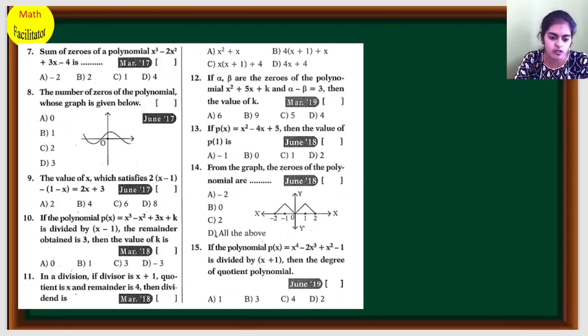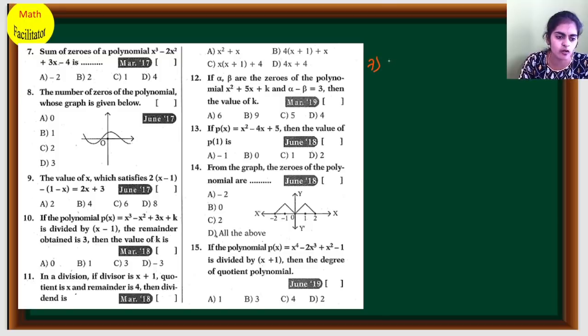The sum of zeros of the polynomial x cube minus 2x square plus 3x minus 4. Here the sum of zeros of any cubic polynomial, alpha plus beta plus gamma, is nothing but minus b by a. So here minus b is minus of minus 2, by a is 1. So it is 2.